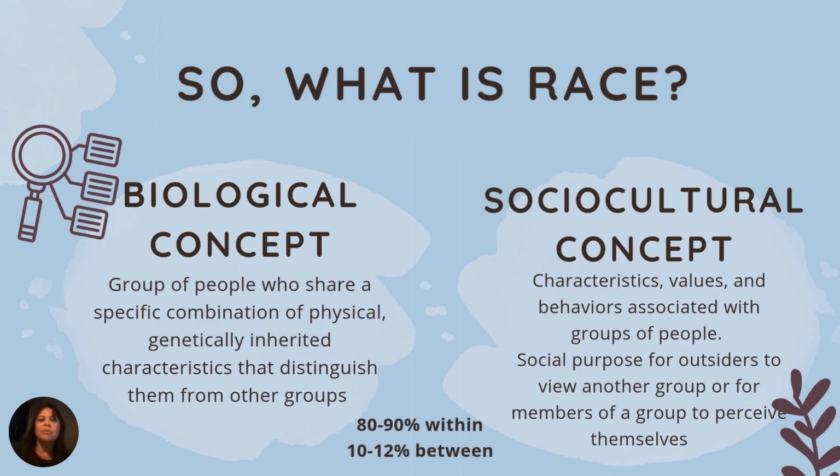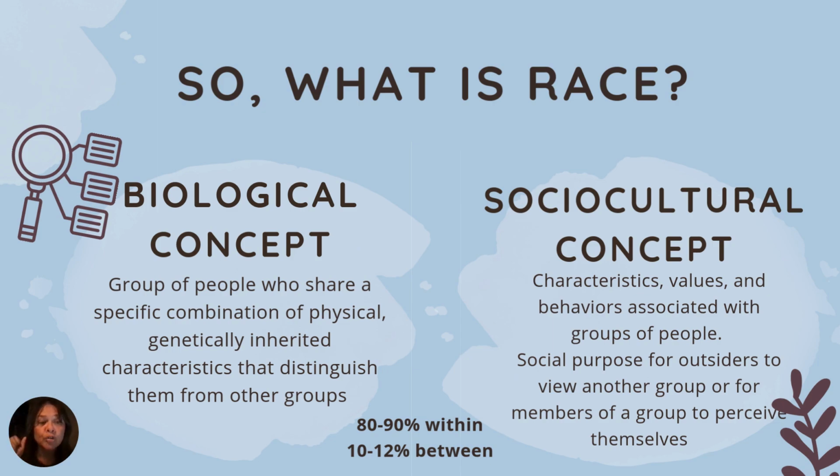So what is race? Well, there's a biological concept of race where there's a group of people who share a specific combination of phenotypic, or physically, genetically inherited characteristics that distinguish them from other groups. Again, back to most of the taxonomies that were done earlier on to try to categorize people, psychologists and anthropologists used these superficial characteristics, skin color, hair texture, to create a hierarchical structure of those who are at the top and those who are not. And those at the bottom have systematically been marginalized and oppressed across generations and generations.